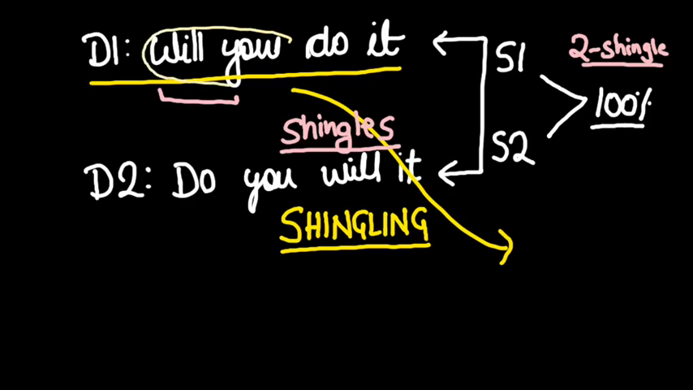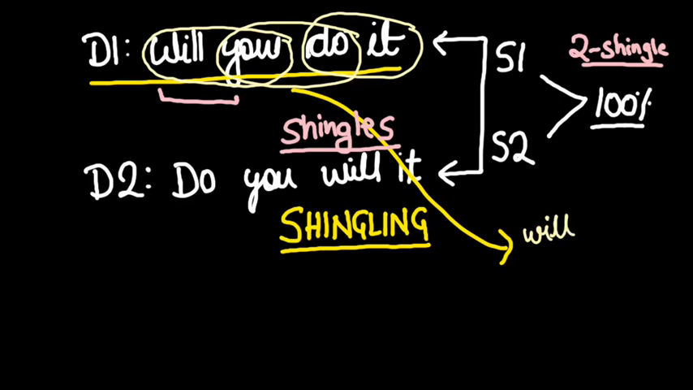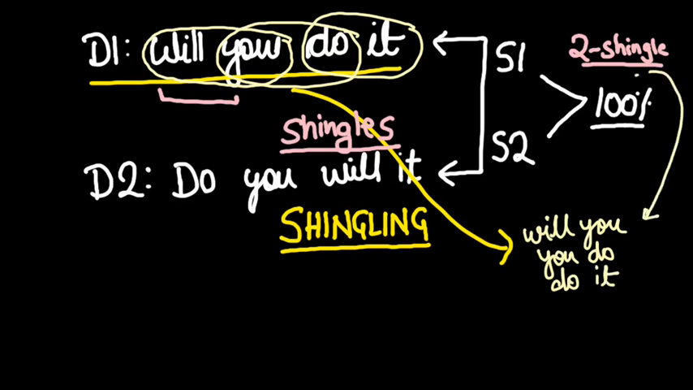So "will you" is a set of two words which appear consecutively. "Will you" is one shingle, "you do" is one shingle, and "do it" is one shingle. So we have three shingles here: "will you", "you do", and then "do it". So this sentence has four words and three shingles. All of these are two shingles.